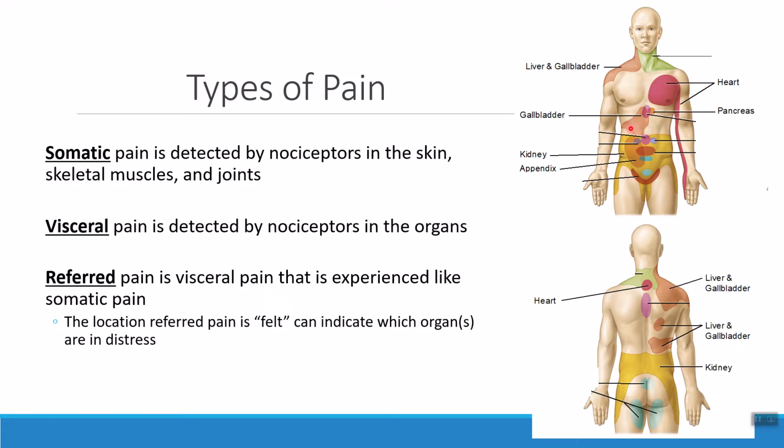So as you're looking at these referred pain charts, we do need to be familiar with, in general, where I would send out the pain from the liver, or where I send out the pain from the heart or the kidneys. The ones we have labeled here are ones that are important for you to know. Big picture though, referred pain: I feel it on my skin, but it's actually coming from my internal organs. That's referred pain.